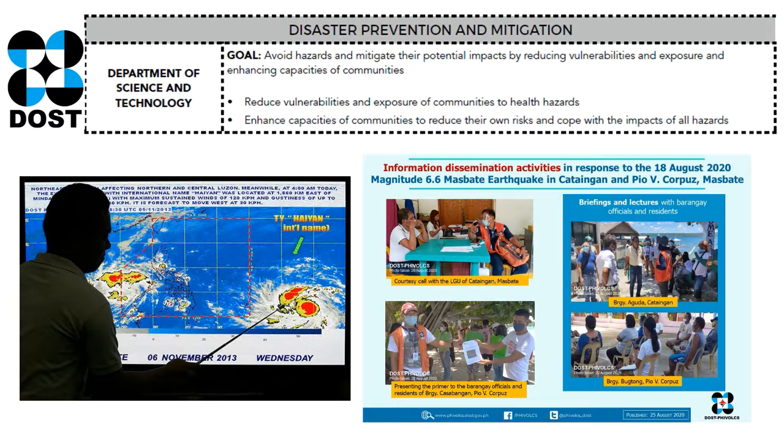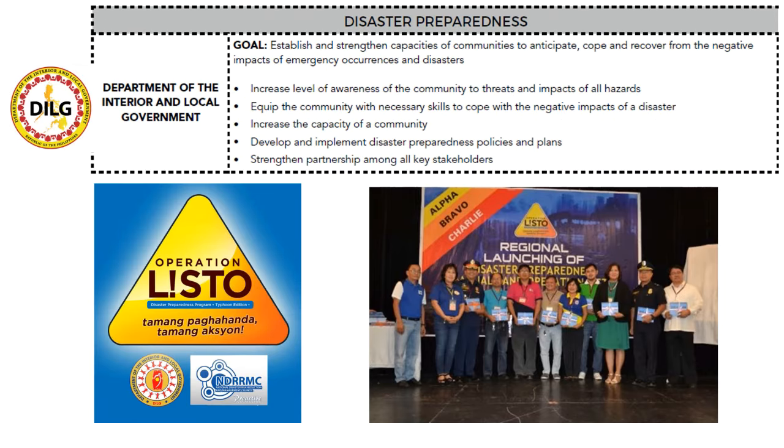We have the Department of Science and Technology, or DOST, for the disaster prevention and mitigation theme: to reduce vulnerabilities and exposure of communities to hazards, and to enhance capacities of communities to reduce their own risks and cope with the impacts of hazards. We have the Department of the Interior and Local Government, or DILG, for the disaster preparedness theme: to increase the level of awareness of the community to threats and impacts of all hazards, equip the community with necessary skills to cope with the negative impacts of a disaster, to increase the capacity, develop and implement disaster preparedness policies and plans, and strengthen partnership among all key stakeholders.